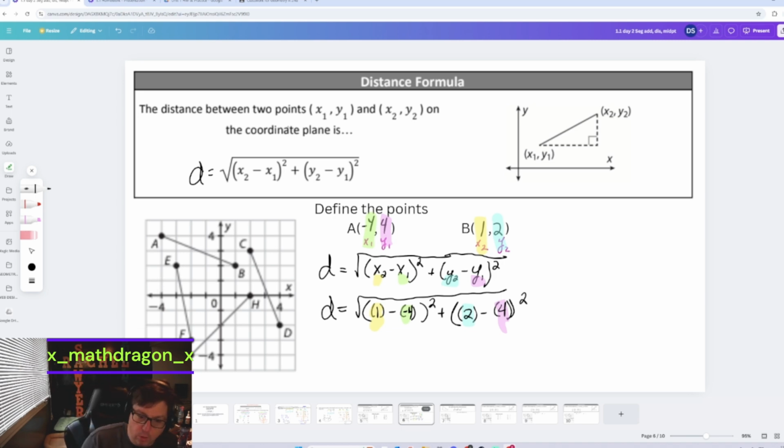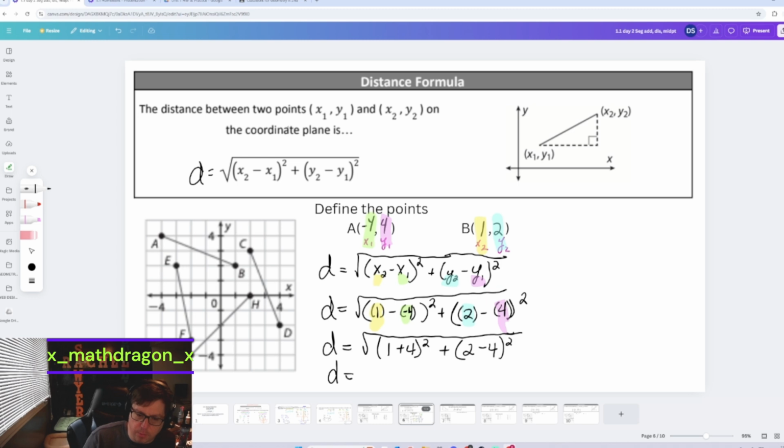So if we rewrite all of this cleanly without all the highlights and parentheses and all of that, we're going to get 1 minus minus, a negative negative makes a positive. 1 plus 4, we're going to square that. And then we're going to do 2 take away 4, and we're going to square that.